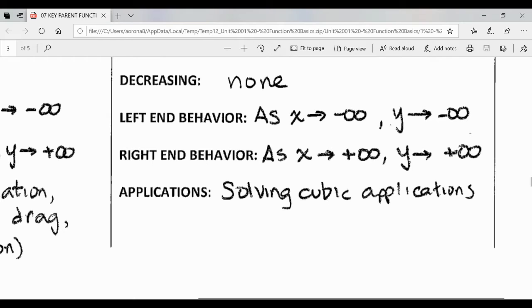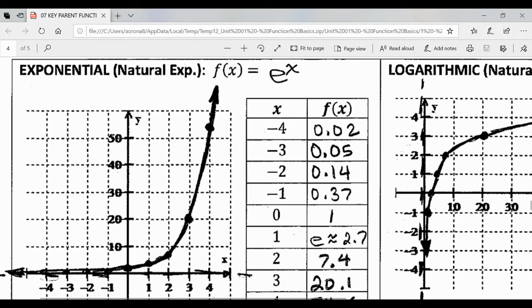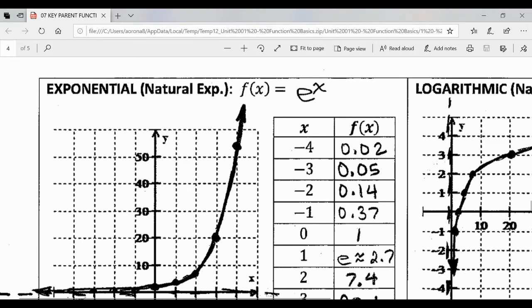Applications, solving cubic applications. So again, these two are tied, just like the quadratics and square roots are tied together, cube root and cubic are tied together. The last, actually we have a few more. So we have these two now, okay?